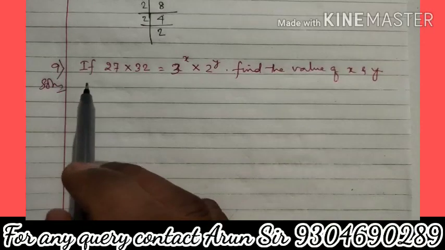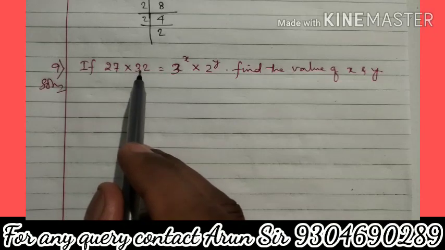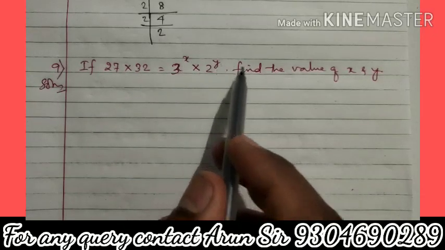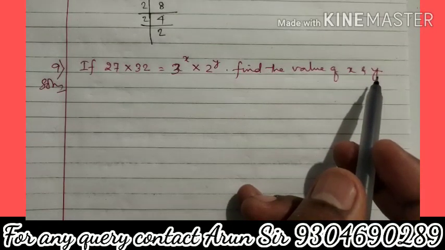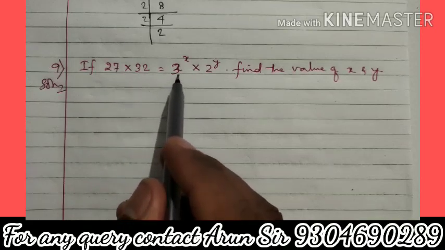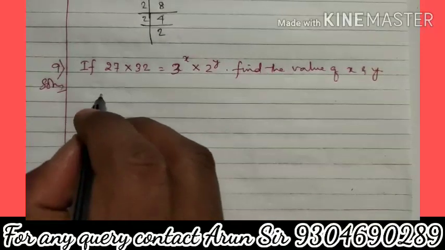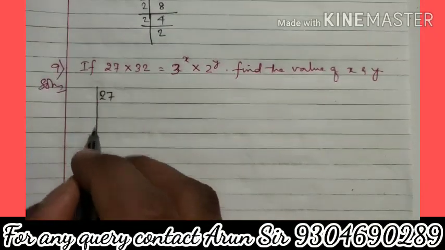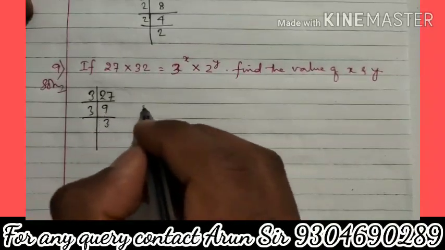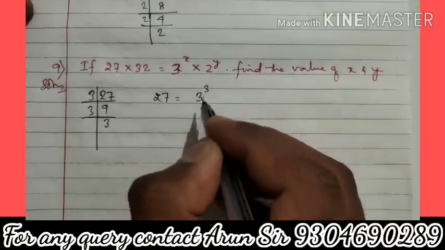Question number 9 says, if 27 into 32 is equal to 3 to the power x into 2 to the power y, find the value of x and y. Now this 27 will be expressed as a power of 3, and this 32 will be expressed as a power of 2. First we will factorize 27. 3 9 ja 27, 3 3 ja 9. So we can write 27 as 3 to the power 3.